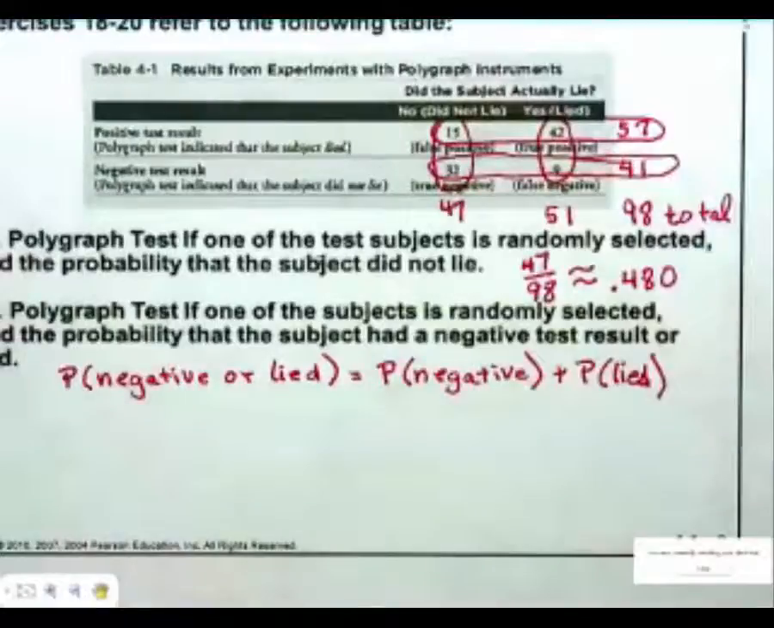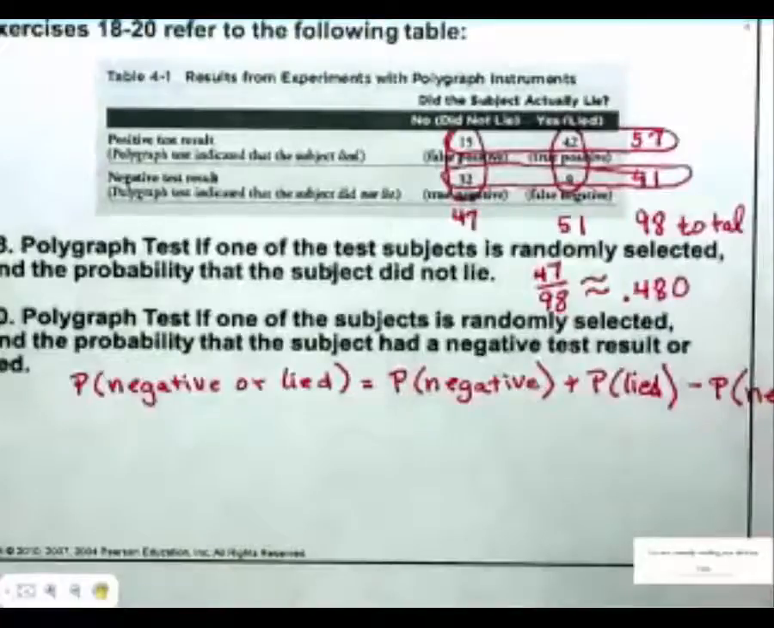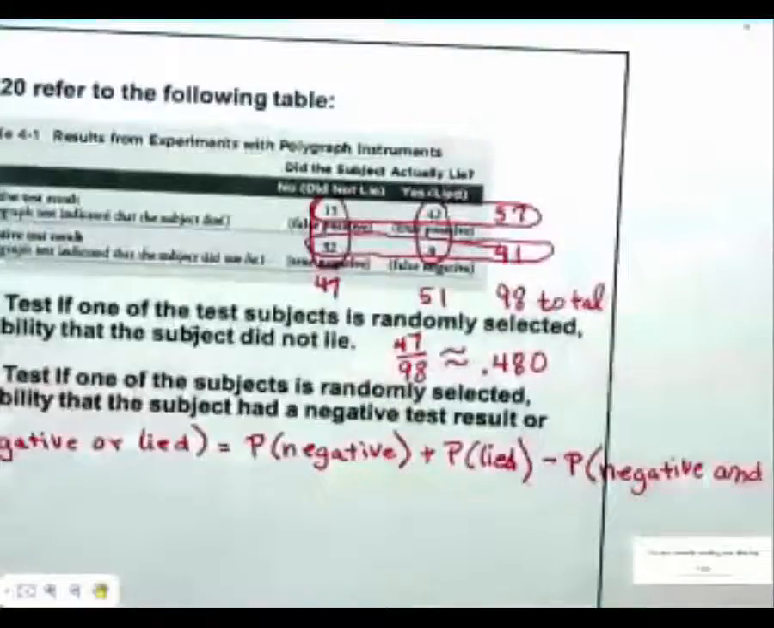There were folks that got counted twice. If I just add those probabilities, what about negative and lied? These 9 folks got counted twice because they were in this category, negative, and they were in that category, lied. So with the formal addition rule, I'd have to subtract off the probability of those who were negative and lied. Subtract off the overlap. Now, I know there's a little bit faster way to do this, but I want you to understand both ways.